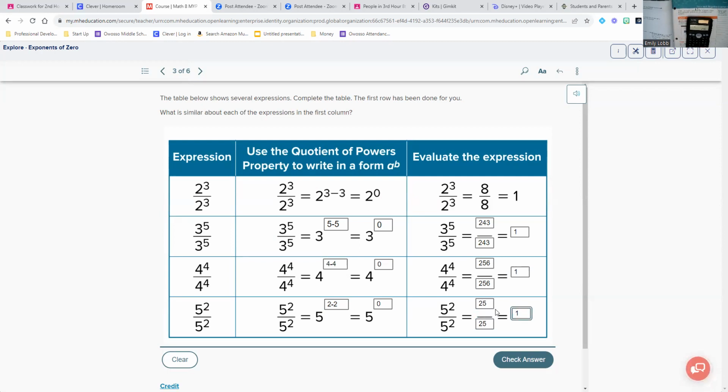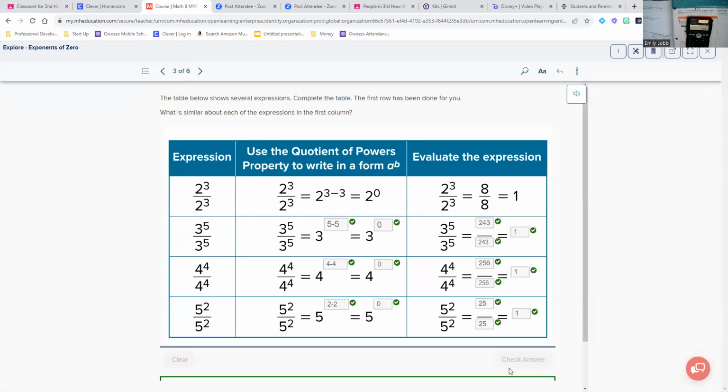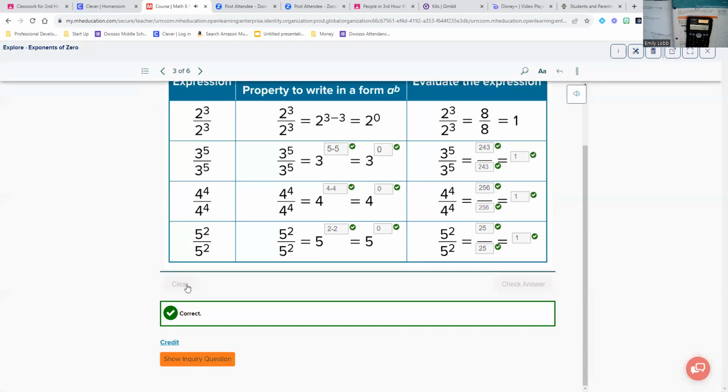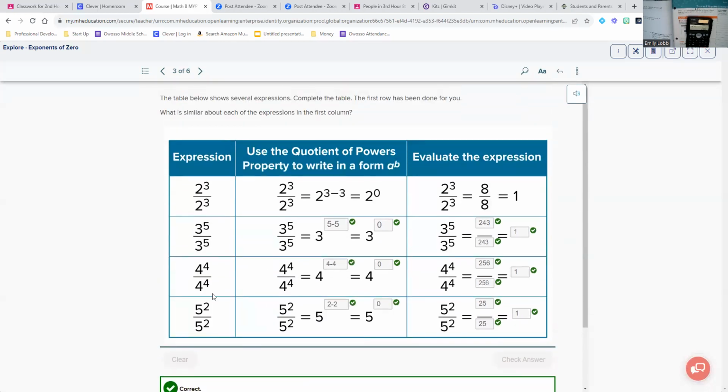So anything to the power of 0 equals what? 1. All right, can I clear that? No? Okay.